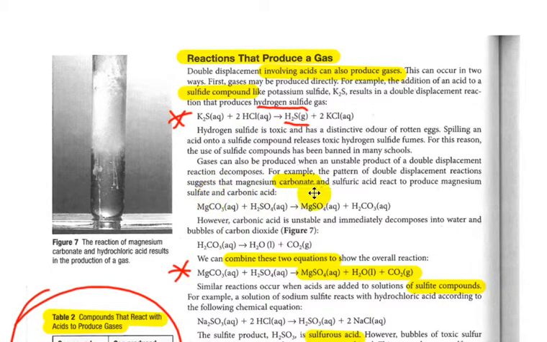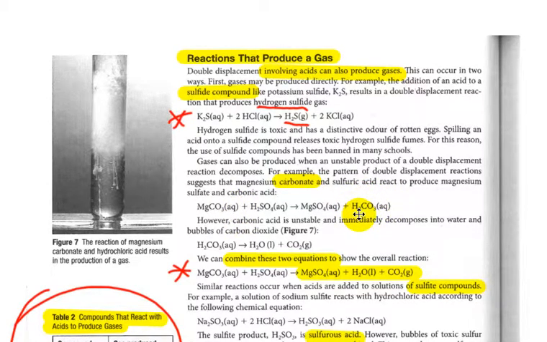Second one, carbonates. Gases can also be produced when an unstable product of a double displacement reaction decomposes. For example, the pattern of double displacement reactions suggests that magnesium carbonate, make sure you highlight the carbonate, just like over here, sulfides, here we have carbonates. When they combine with an acid, such as sulfuric acid, so first of all, we get MgSO4. The negative part of the acid and the positive part of the compound, the carbonate, magnesium sulfate, and the H2 and the CO3, carbonic acid.